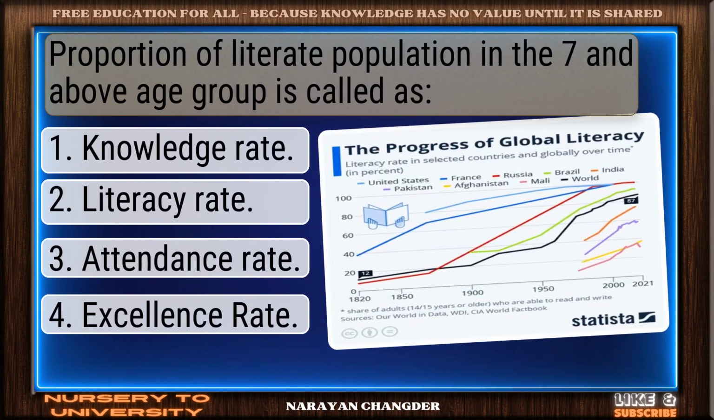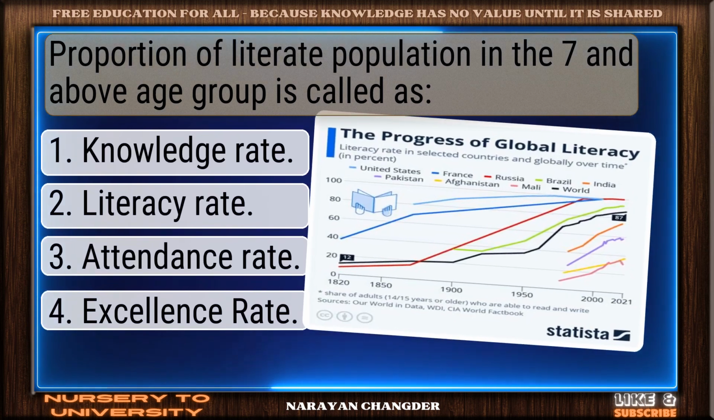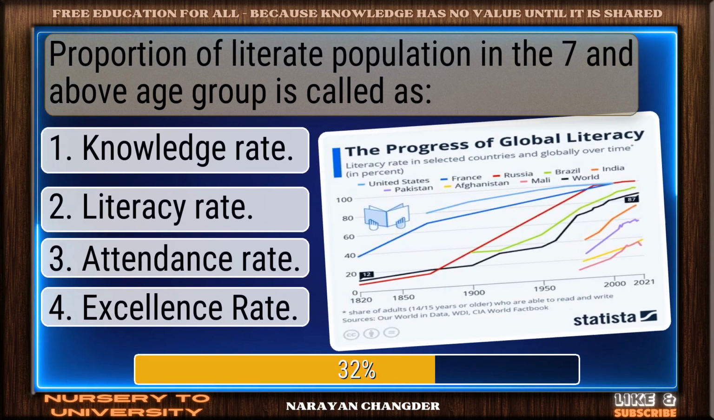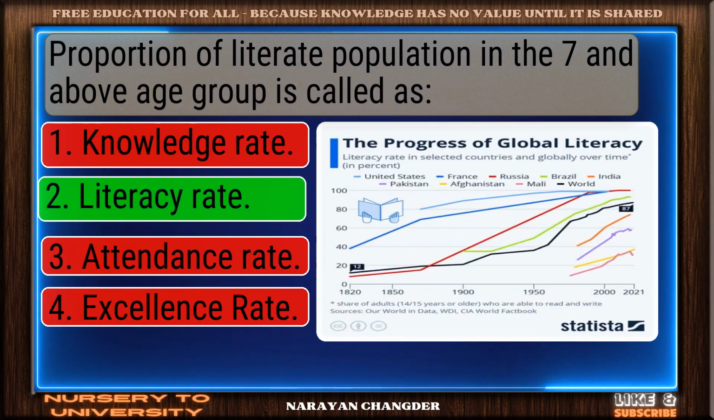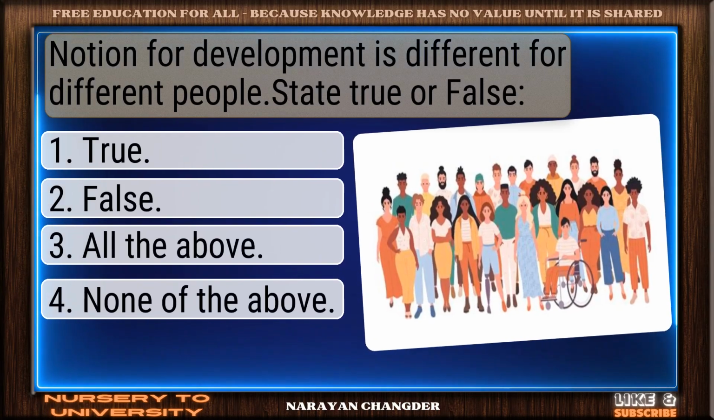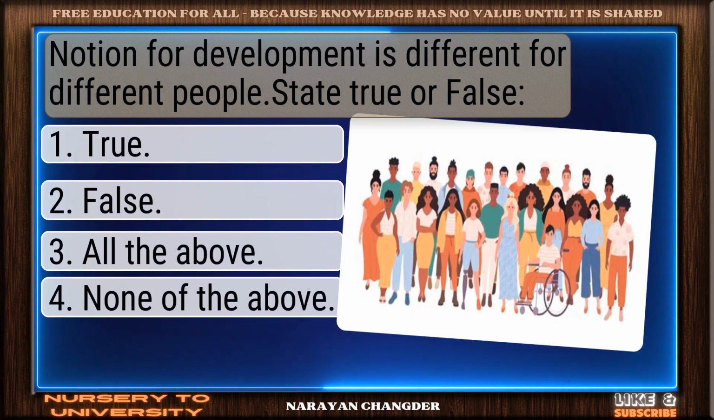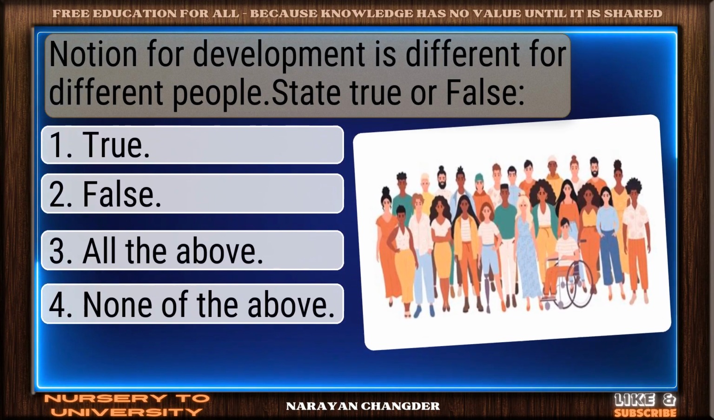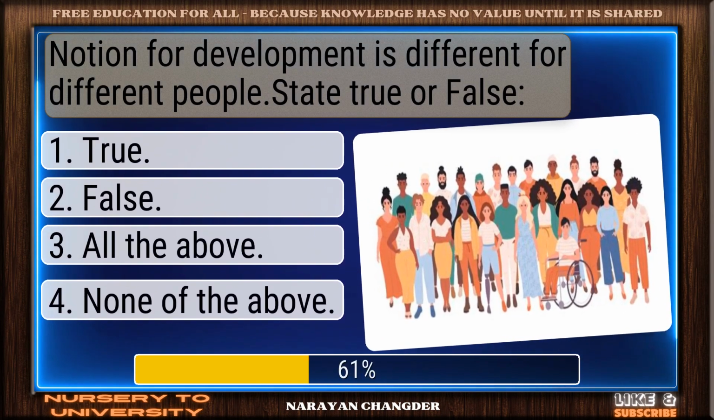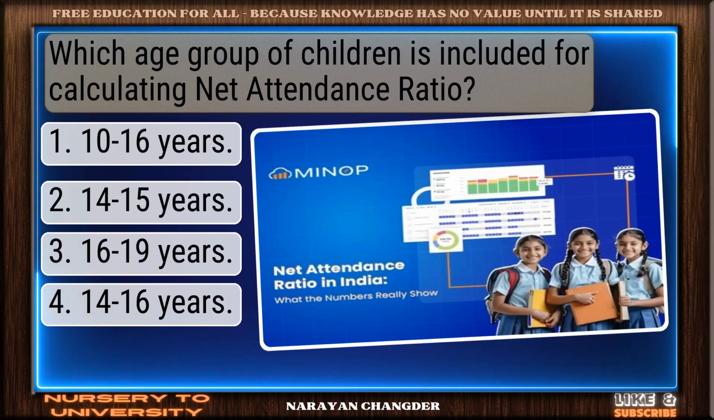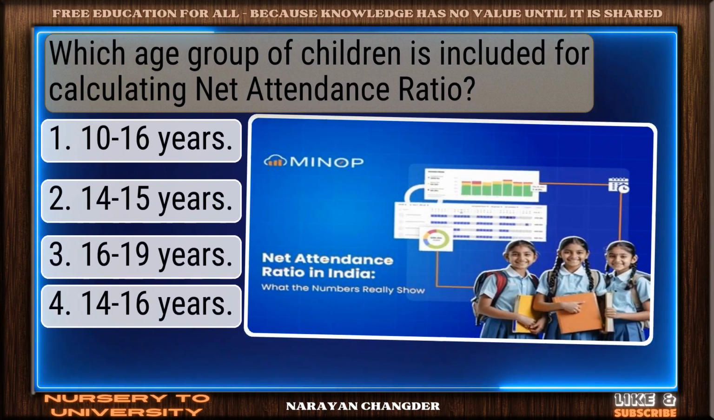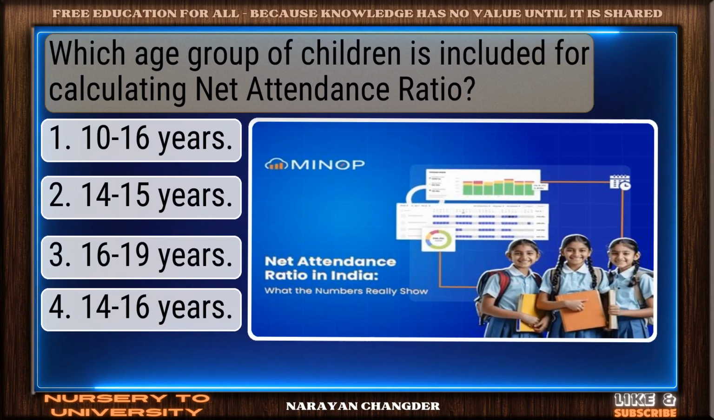Proportion of literate population in the 7 and above age group is called as? Good job, literacy rate works well. Notion of development is different for different people. State true or false. Exactly. True makes sense. Which age group of children is included for calculating net attendance ratio?